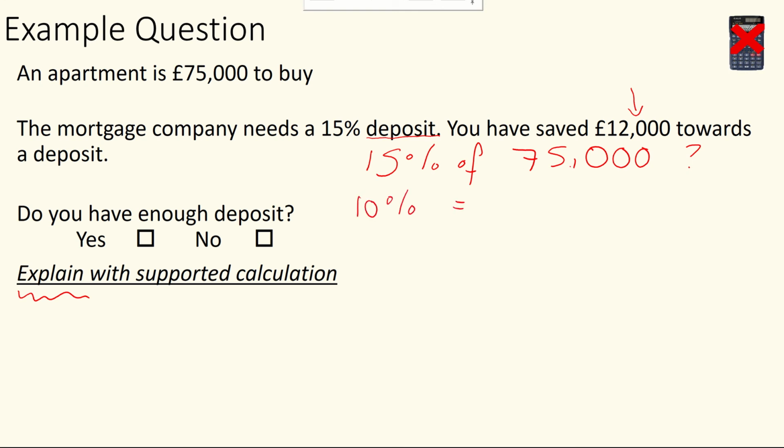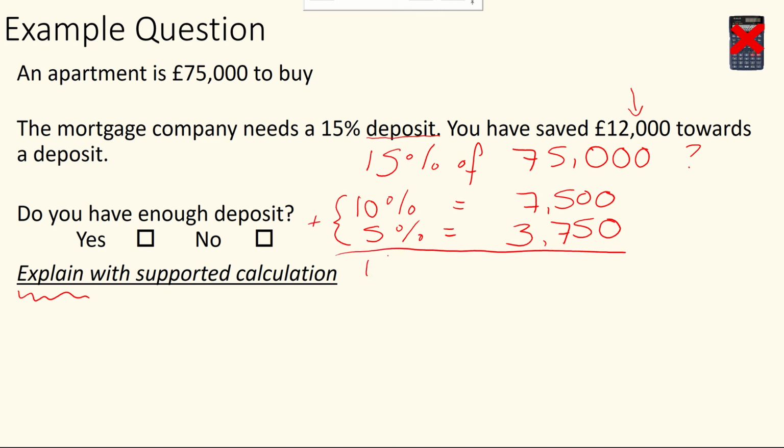10% equals 7,500. I've just moved that place value into the left once. And 5% is half of that value, so that's 3,750. But I want 15%, so if I actually add these two values together, that will give me my 15%.